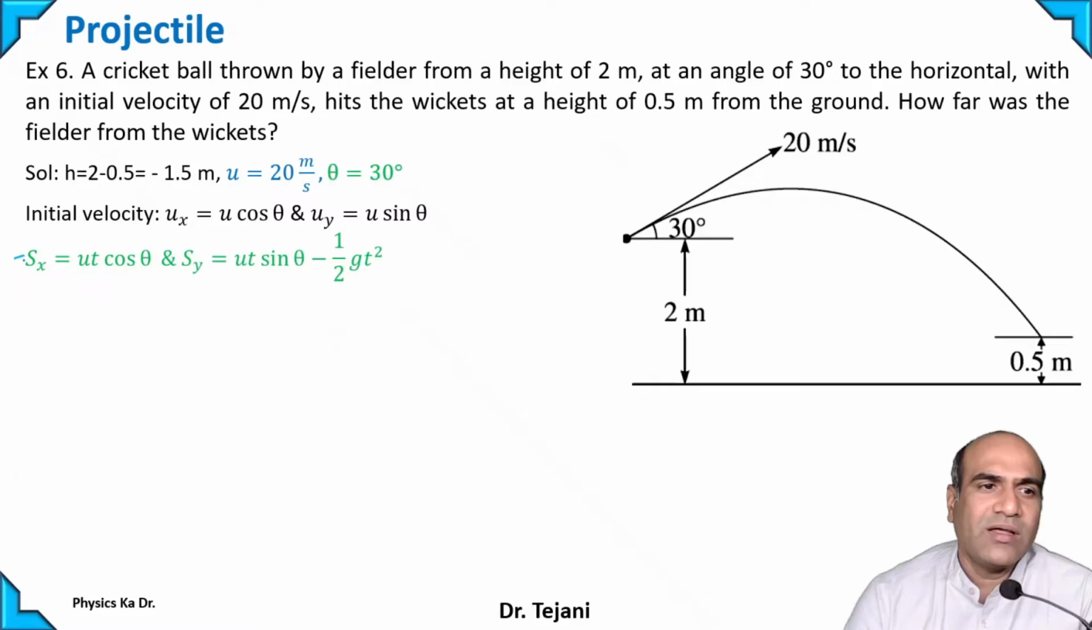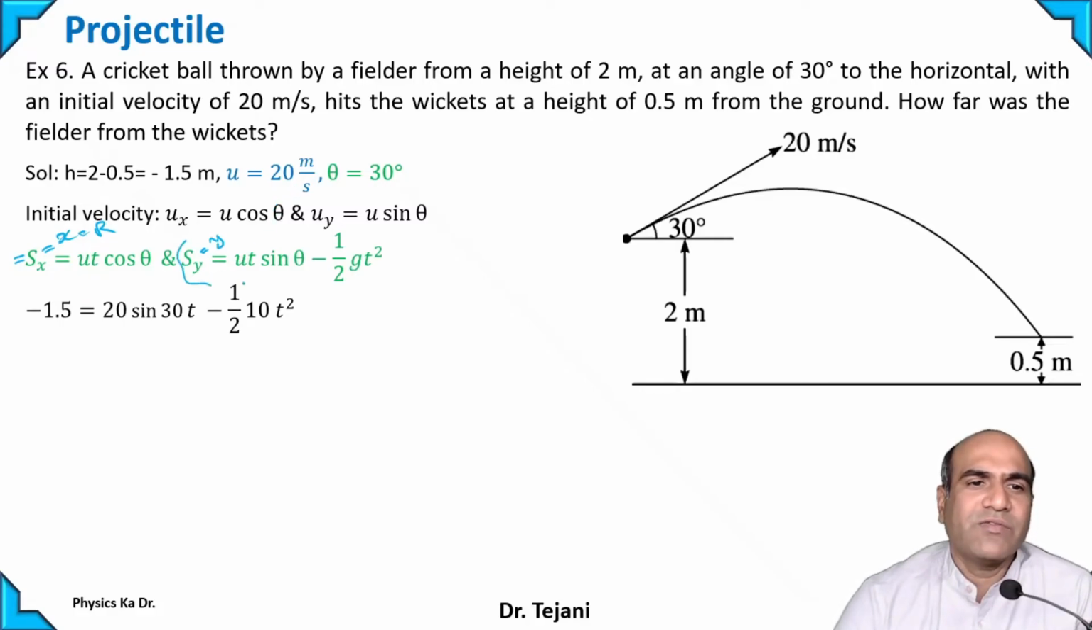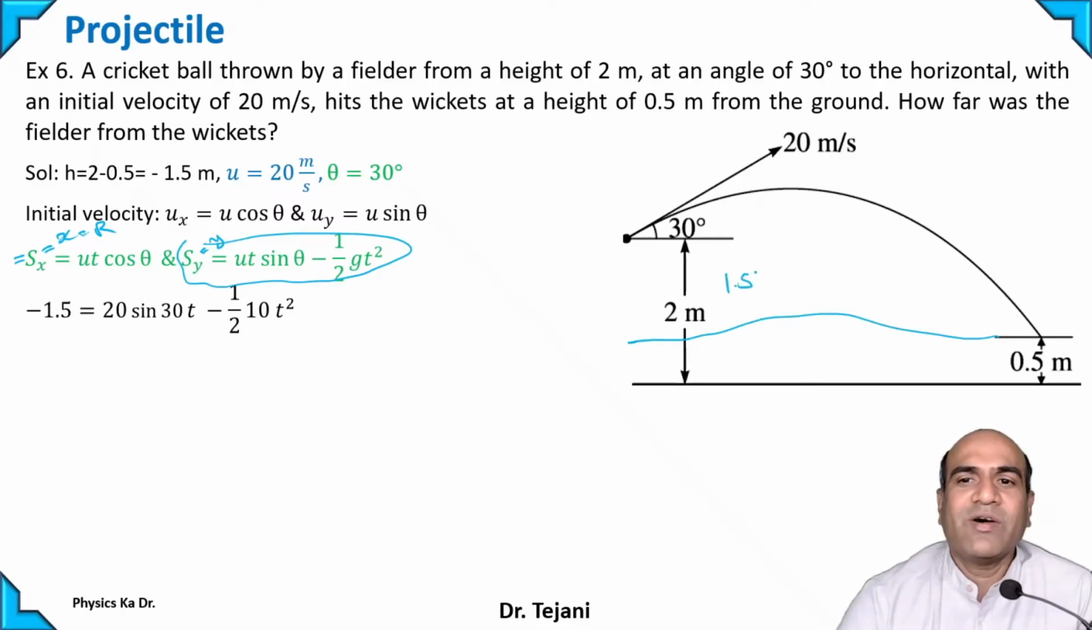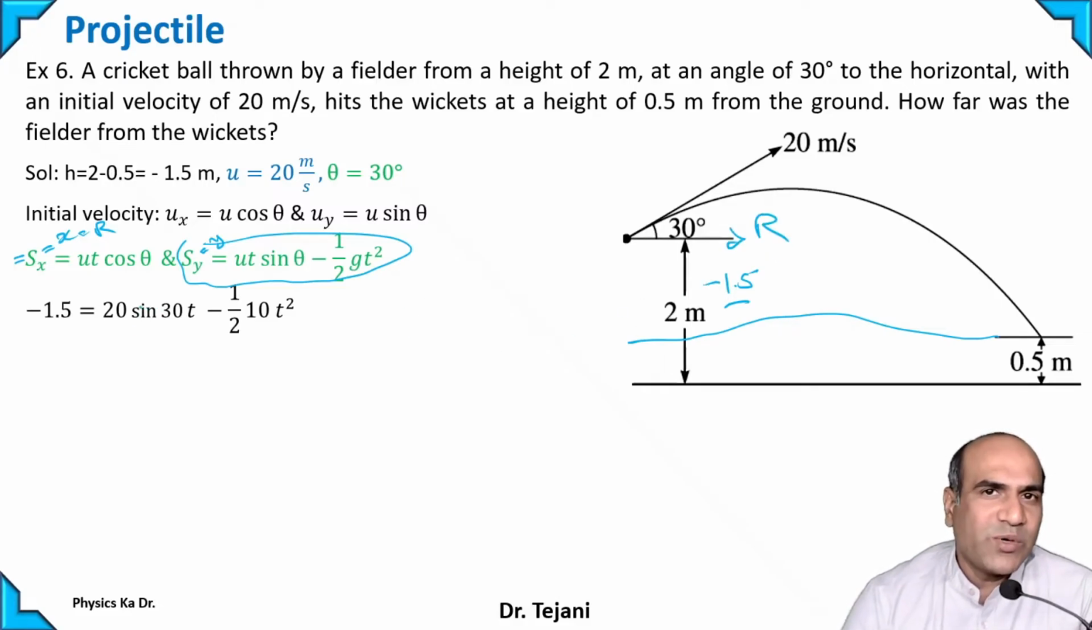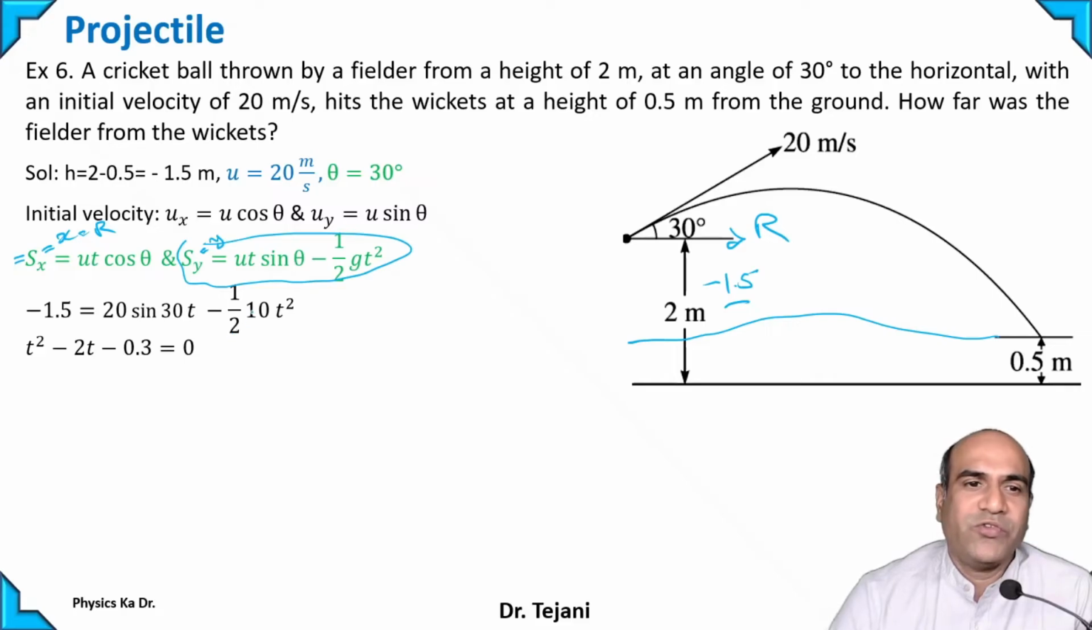So Sx we can call horizontal distance, equal to x or range, and Sy we can call vertical component. So what next? Put the values here for the Sy equation. Sy is equal to net distance vertically. So that becomes minus 1.5, negative direction because it is below this reference line. So minus 1.5 is equal to u, 20 meter per second, sine 30 t minus 1 half g t square. So you will have the equation t square minus 2t minus 0.3, and you should solve this equation.